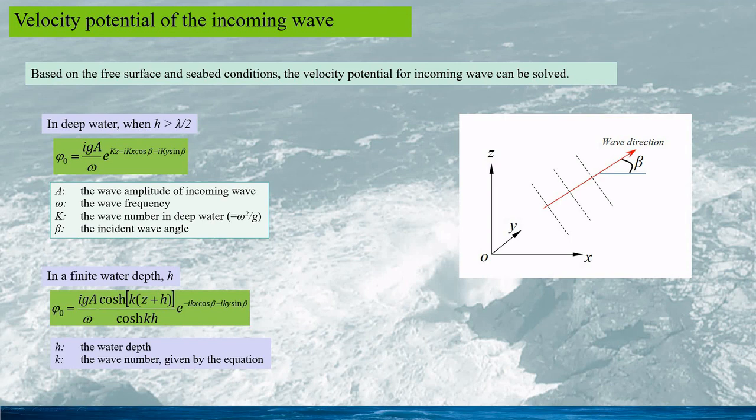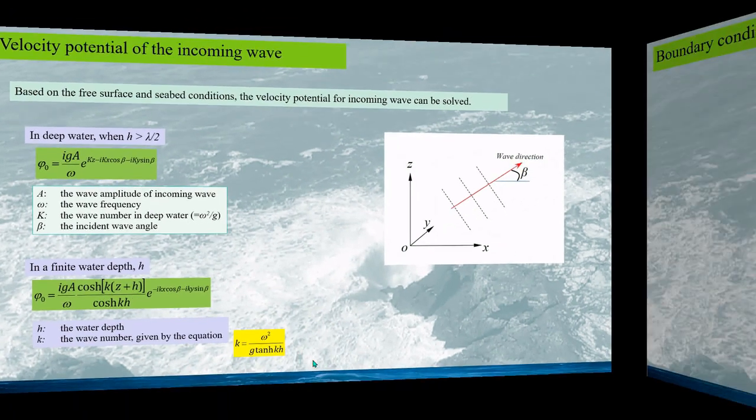In a finite water depth, the potential function of the incoming flow is given by this, and here h is the water depth, k is the wave number, which can be solved from the dispersion relation given by this.